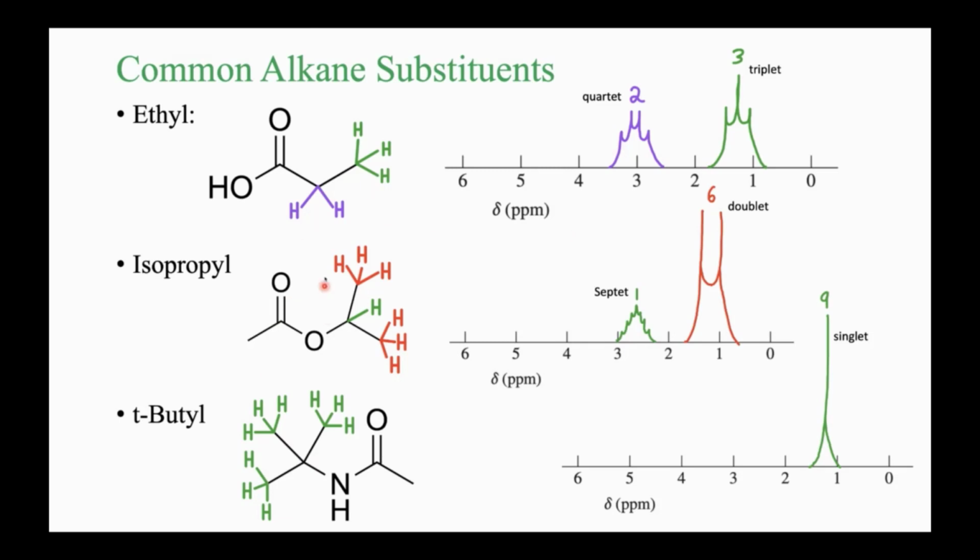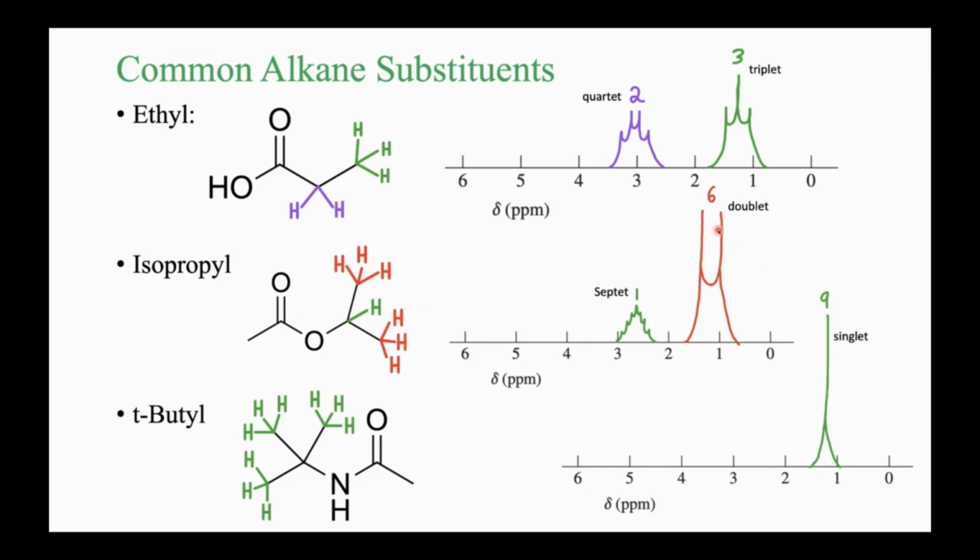You can see, and I've tried to color code it, that for ethyl, you're going to be looking for a triplet that has 3, and then a quartet that has 2. And all the time, the quartet will be further downfield than the triplet because it's closer to the rest of the molecule.